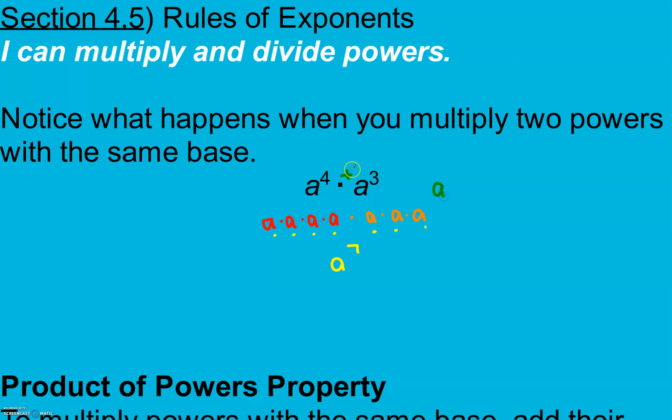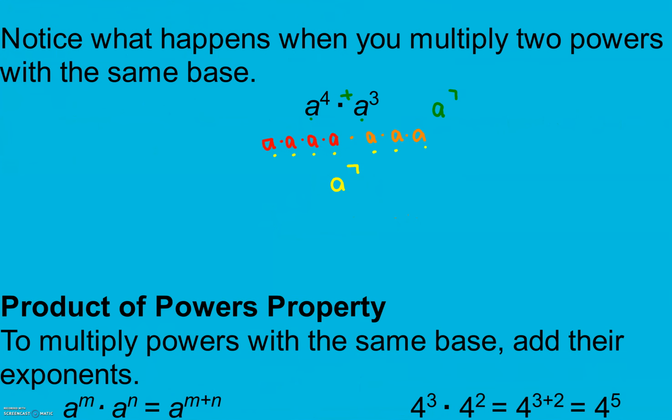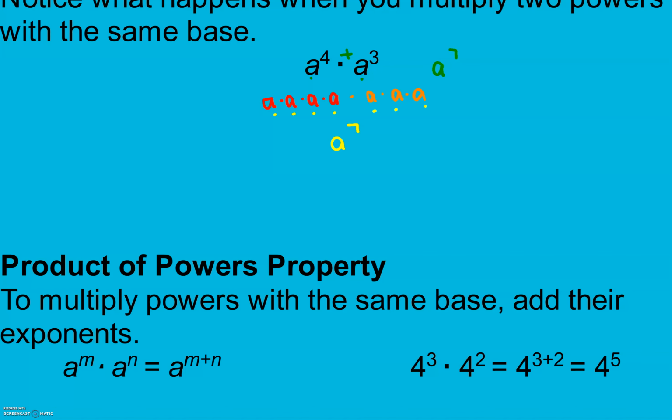I'd have kept my a. 4 plus 3 is 7. So when we multiply powers with the same base, we can add our exponents. So as long as we have an a and an a, for example, we can add those exponents and get to the same spot we would have been if we'd have written them all out. And that's one of our properties here.